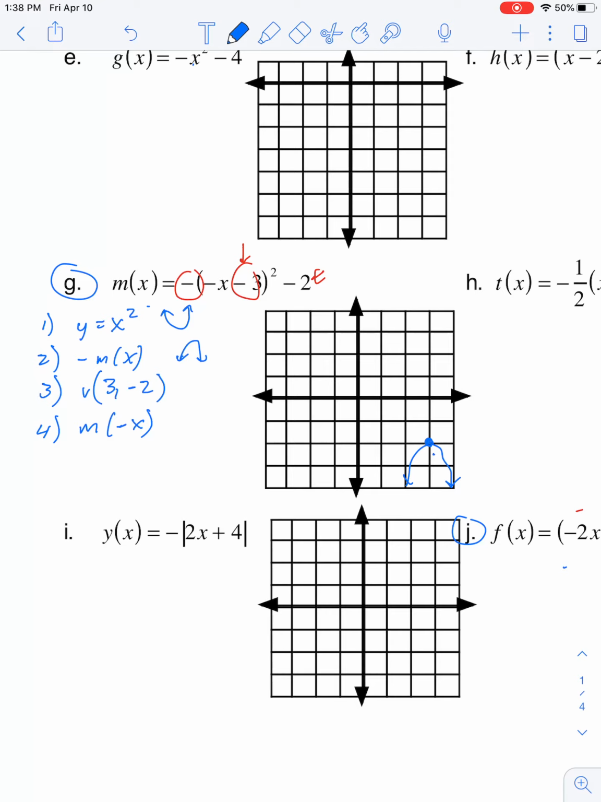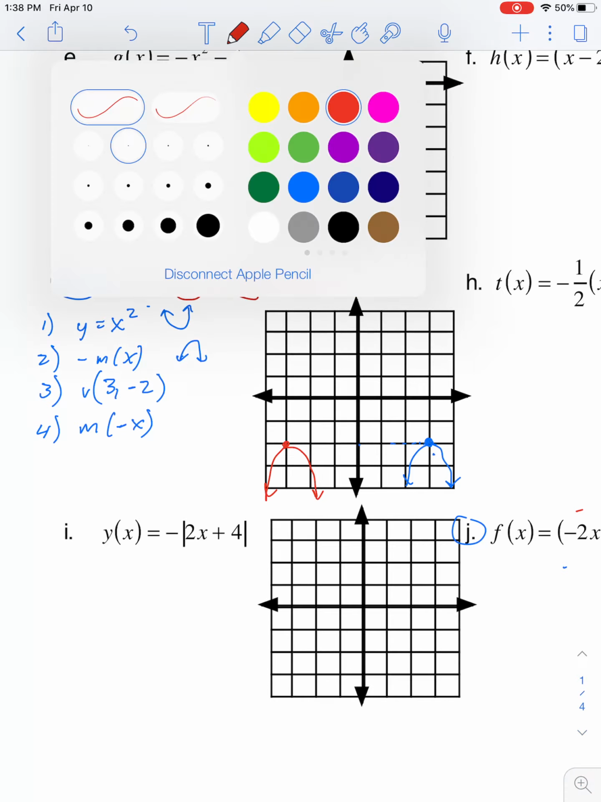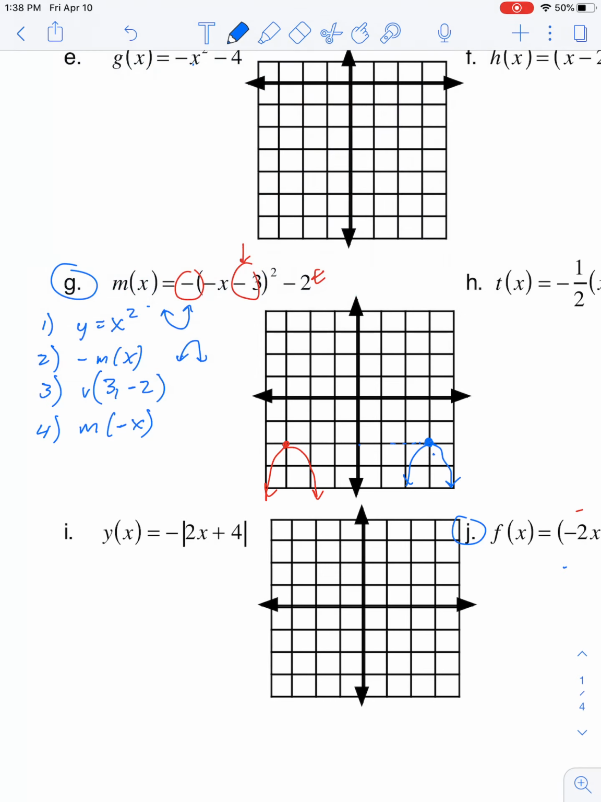And then that's going to reflect on the y-axis. So this is 3 units over. And so my final graph will look something like this here. All right, and then you might write what that final ending vertex is going to be, and that's going to be at (-3, -2). All right, so that's what that one looks like.